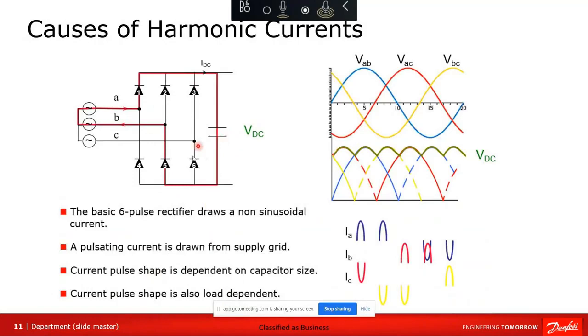Here's again where we talked about the rectifier, and this is the 6 pulse, the identifier of a 6 pulse drive. Pulsating current is drawn from the supply grid. Current pulse shape is dependent on the capacitor size. So that's one of the things that could differentiate drive manufacturers, based on how they size their DC bus capacitors. And the current pulse shape is also load dependent, meaning as the load increases and decreases, your harmonics will increase and decrease as well.